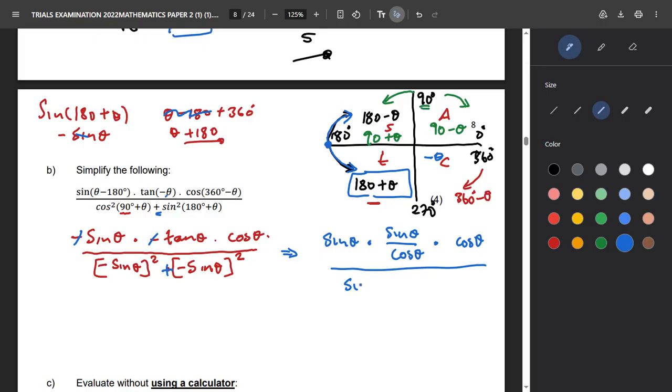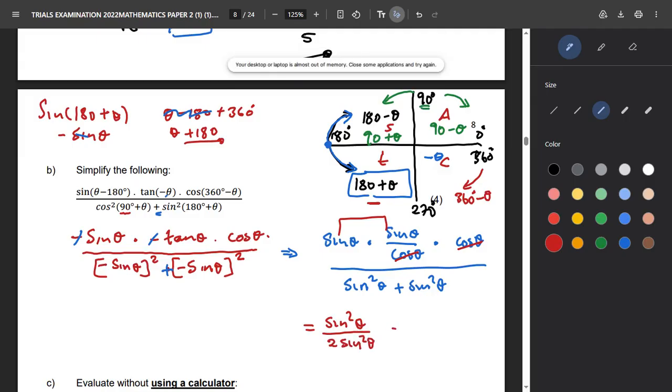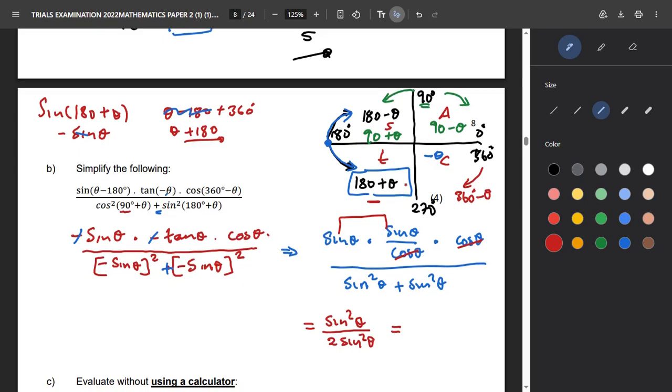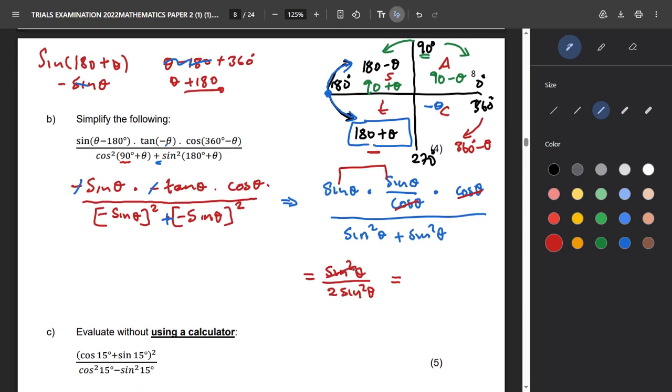I'll be left with the sine squared theta plus the sine squared theta. So look at this. Cos and cos cancel. Sine times sine, that's sine squared theta. So this leaves me with the sine squared theta on top over 2 of the sine squared theta. So 1 sine squared theta will cancel 1 on top. In fact, no. This cancels this, then this leaves me with 1 over 2 as my final answer.